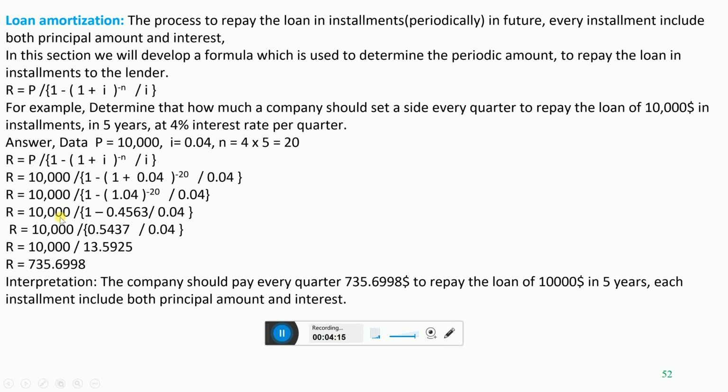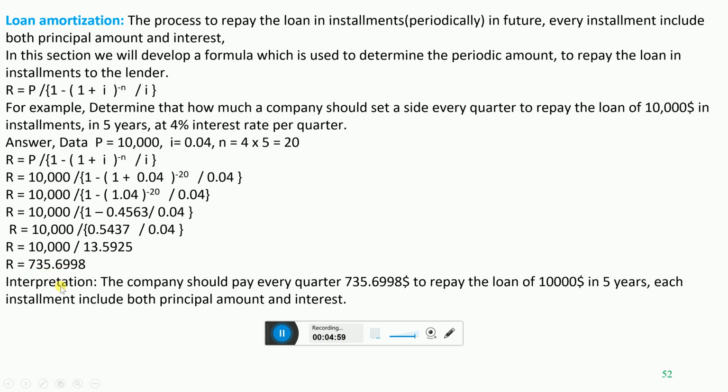So R is equal to $10,000 whole divided by 1 minus 1.04 raised to the power minus 20, which gives the value 0.4563, divided by 0.04. R is equal to $10,000 as it is divided by 1 minus 0.4563, which is equal to 0.54737, divided by 0.04. Now R is equal to $10,000 whole divided by 13.5925. When we divide 0.54 by 0.04, we find 13.59. So 10,000 divided by 13.59 is $735.699.